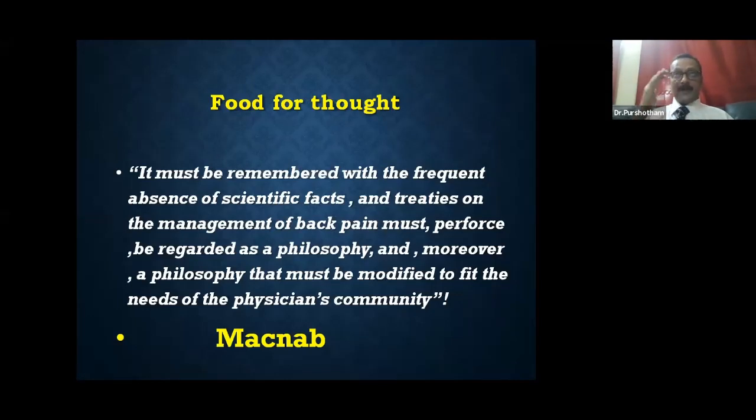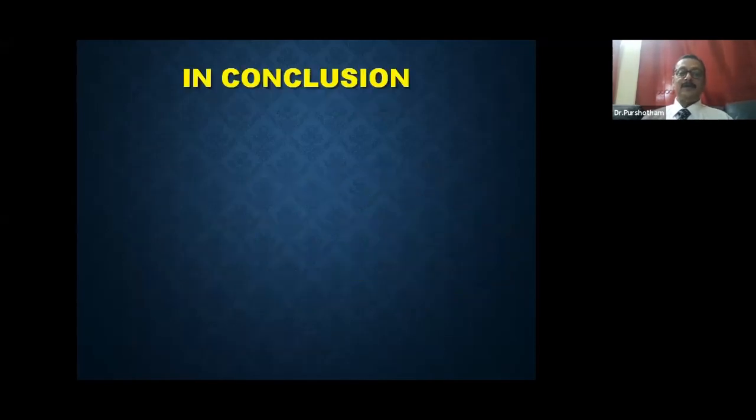McNab is the front runner of backache, a pioneer in writing textbooks on backache. I picked this up from his textbook, very nicely written. It must be remembered that with the frequent absence of scientific facts, any treatise on the management of back pain must therefore be regarded as a philosophy, and moreover a philosophy that must be modified to fit the needs of the physicians community. Wow, how beautifully he has articulated it.